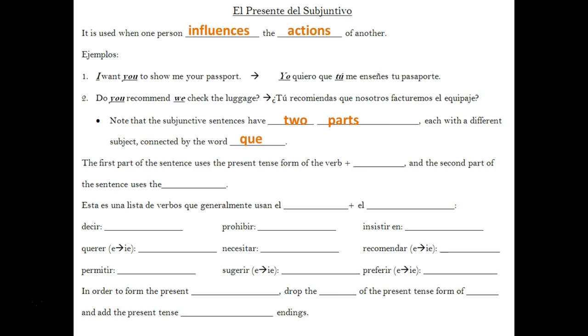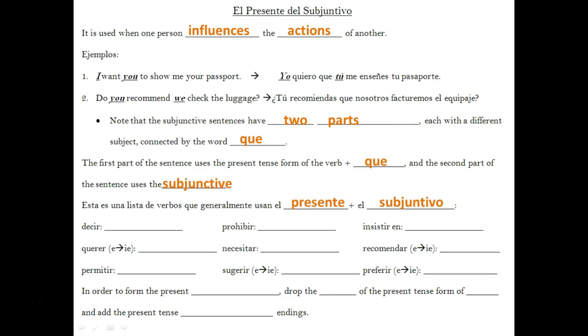In number 2, there are two subjects again. The first subject is in the indicative form, just like you learned previously: the verb recomendar, conjugated to recomiendas. Next we have que and the second clause with facturemos. Facturar is an AR verb, but with the subjunctive ending, we have to give it a new ending.